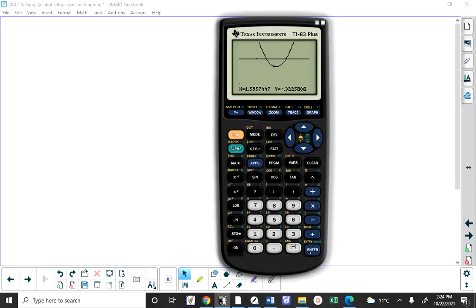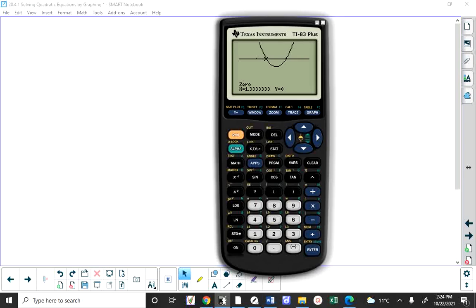I can use the zero function of my calculator. Second calc, zero. Left, enter. Right, enter, enter. It's going to be 1.33. Now, I know I've told you I don't want you going math, enter, enter. But that's not the point today.